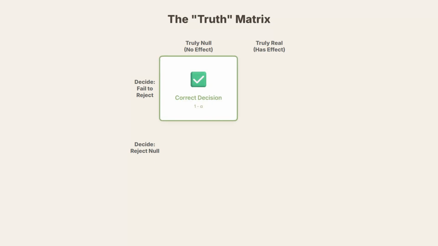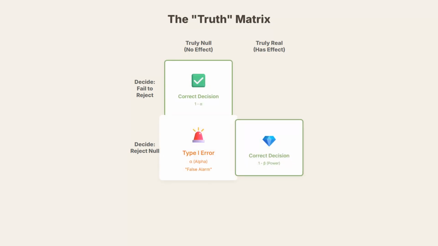Welcome to Video 5. Now that we understand sampling distributions, we need to talk about the decisions we make with them, and more importantly, the errors we make. This is the error matrix for hypothesis testing. It's exactly like a confusion matrix in machine learning.